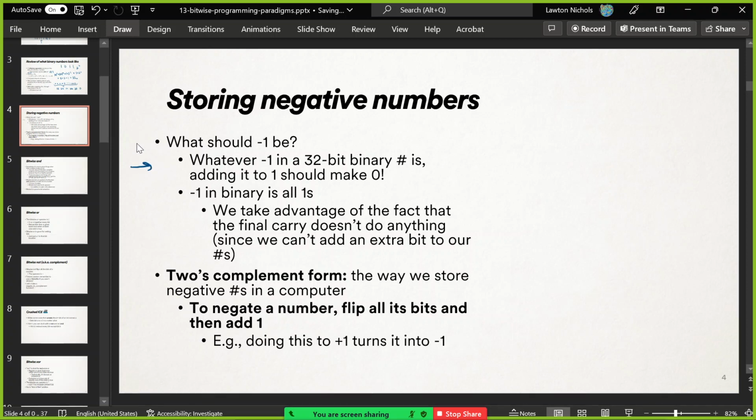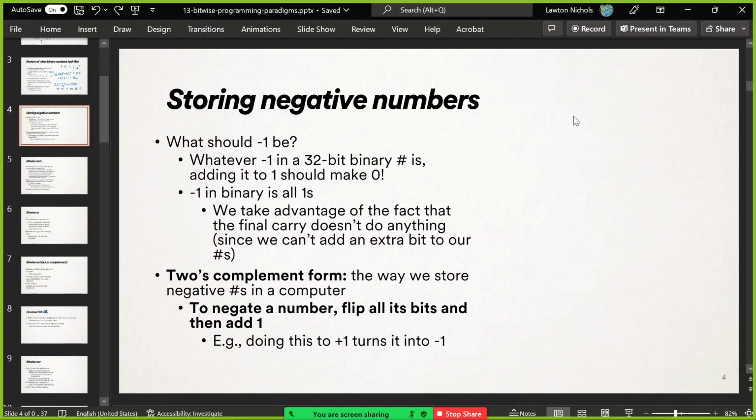Whatever negative 1 is in an int amount of space, 32-bit, if we add that thing to 1, and it's supposed to be negative 1, we should end up with 0, right? That's what negative 1 is supposed to do: get rid of a 1, make the whole thing 0. We know what 0 looks like. It's just all zeros. So that's how we can derive what negative 1 should be. So let's pretend we're working with 4-bit numbers, because I don't want to write 32 bits at a time.